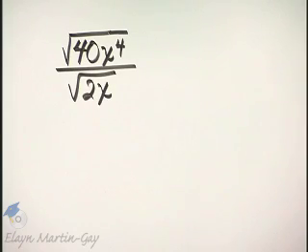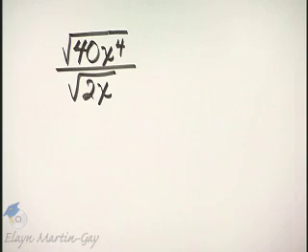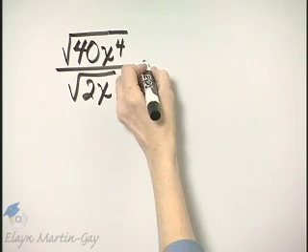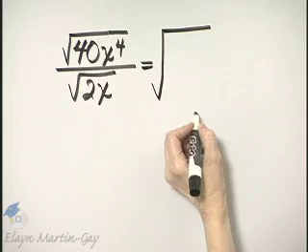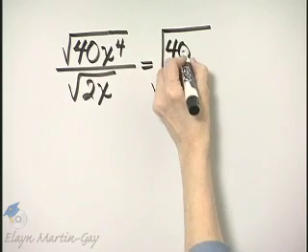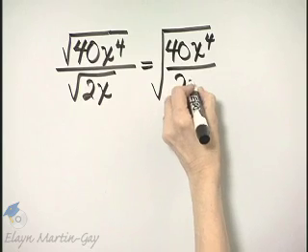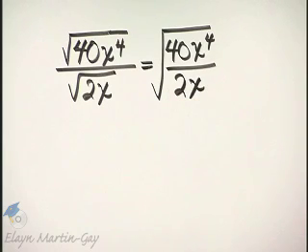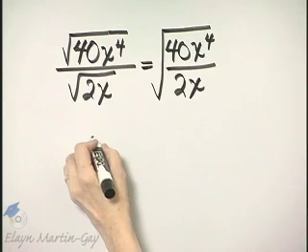Let's simplify this, and this is division. This is a fraction bar, so it is division. By the quotient rule for radicals, I can write this as the square root of 40x to the fourth over 2x. Now let's go ahead and simplify within the square root. Let's simplify the radical, in other words.